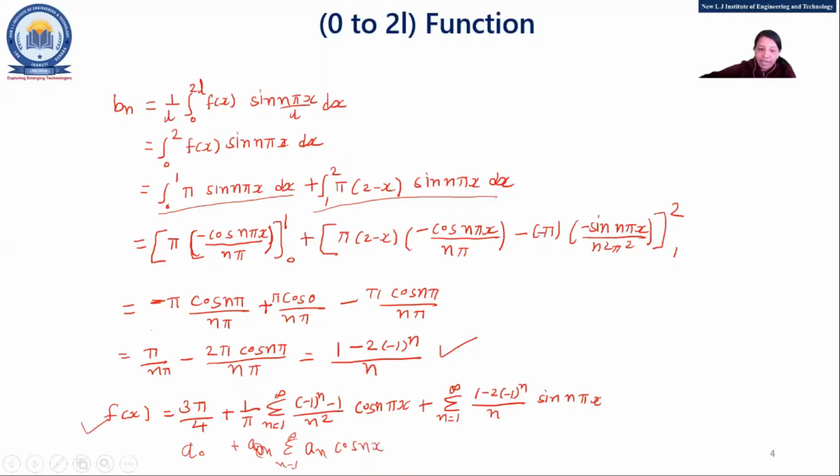But see, if you are writing this, the value of an, in that some are in terms of n and some are not. So whatever constants are there, just take them outside and then apply the sigma. Fine. The cos n pi x stays as it is. Same for the bn. So that is compulsory. You have to write the Fourier series after calculating this.